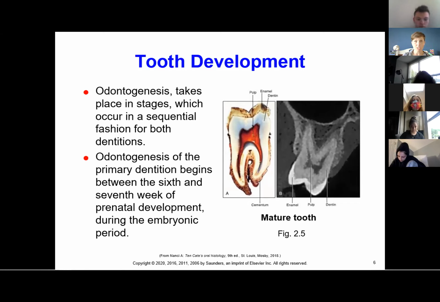Odontogenesis of the primary dentition begins between the 6th and 7th week of prenatal development, during that embryonic phase, right? Because 6 and 7 is still inside that embryonic phase.